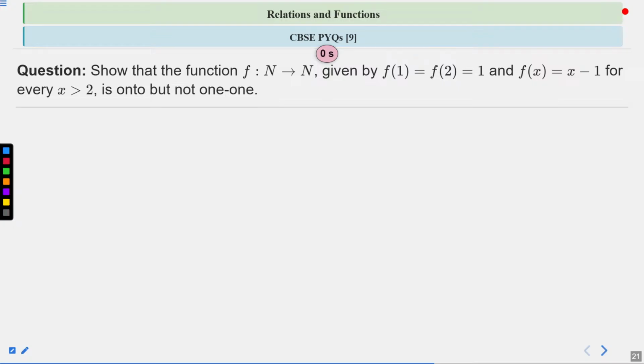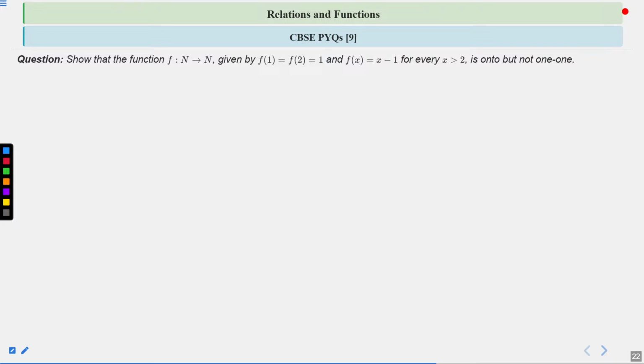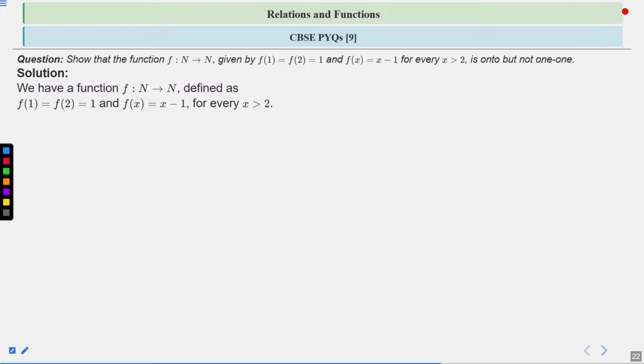Okay, let us move to the solution part. The function f from N to N given by f(1) = f(2) = 1 and f(x) = x - 1 for every x greater than 2 is onto but not one-one. So let's move to the solution part. We have the function f from N to N defined as f(1) = f(2) = 1 and f(x) = x - 1 for every x greater than 2.